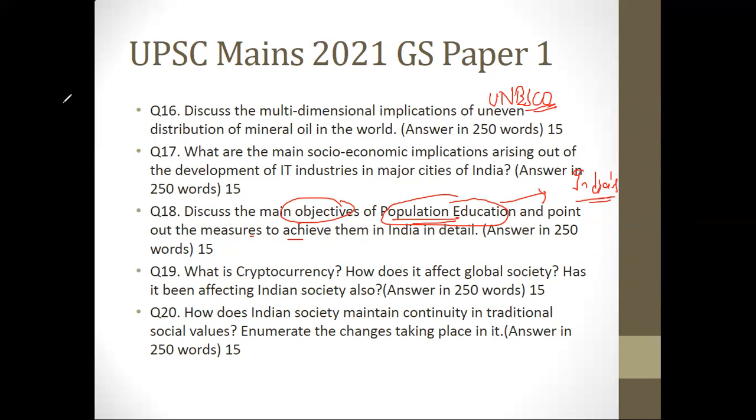Then come directly to the point. They're not asking all those facts. They're asking the objectives and measures. So talk about the objectives. Why do you need population education? To promote family planning. You want to promote family planning. What else do you want to do?